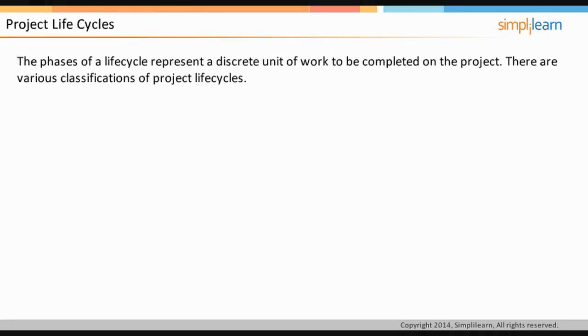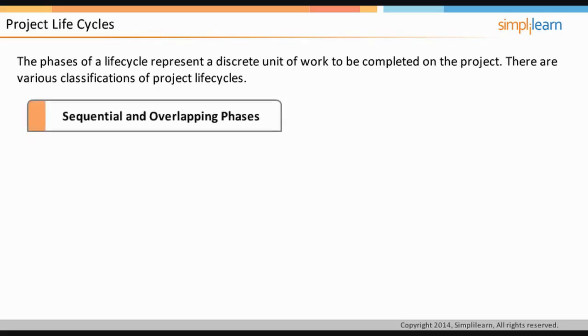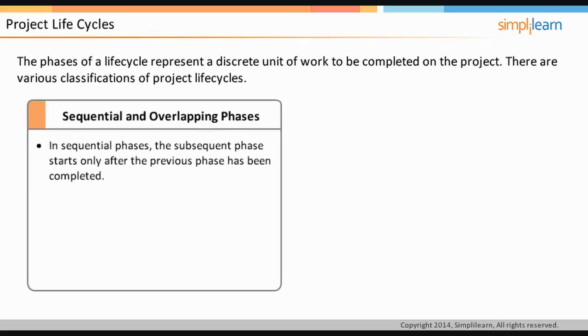A life cycle is composed of phases. Each phase represents a discrete unit of work required to be done on the project. There are different ways of classifying project life cycles. Let us first discuss the sequential versus overlapping life cycle. In sequential phases, the subsequent phase starts only after the previous phase has been completed, whereas in overlapping phases, 2 or more phases may run in parallel for some time. This could help fast-tracking and compressing the amount of time required.